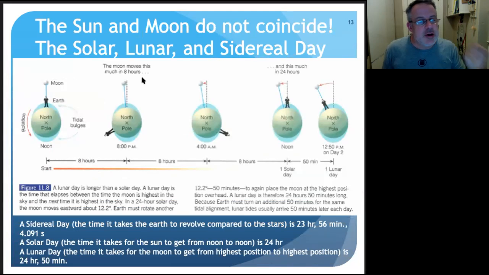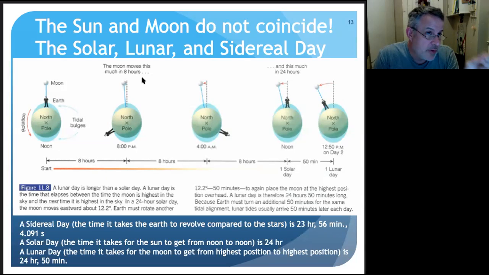The sun and the moon don't coincide because there are 3 different days to keep in mind. There is the sidereal day, which is how long it takes for the Earth to rotate. That is what we really should be using for the denominator when we calculate F or when we calculate omega. That's really our rotation rate of the Earth. The solar day is from noon to noon. It's when the sun is at the highest point in the sky to the next day when it's at the highest point in the sky.